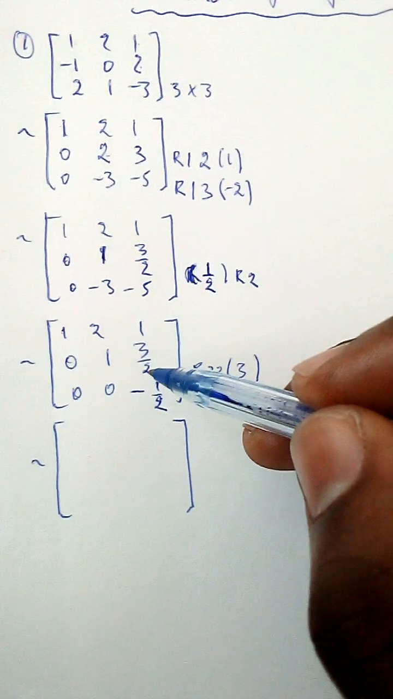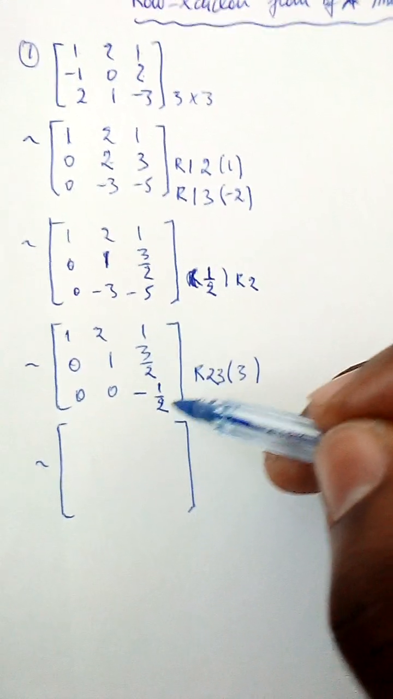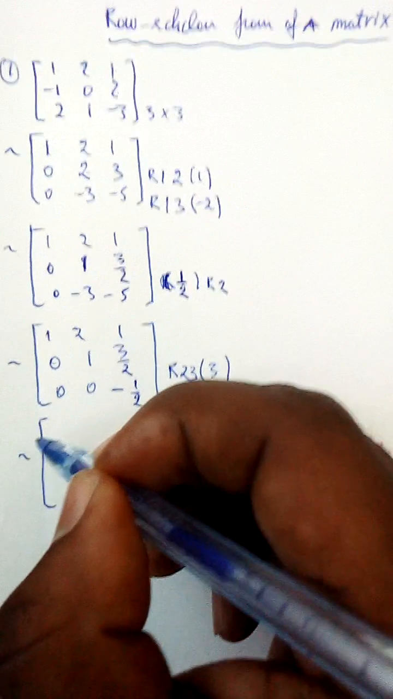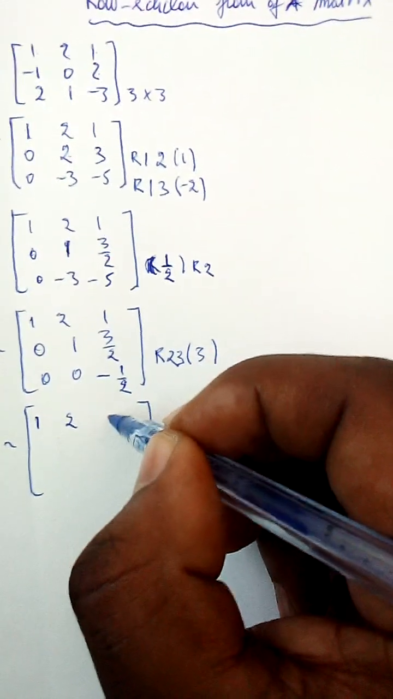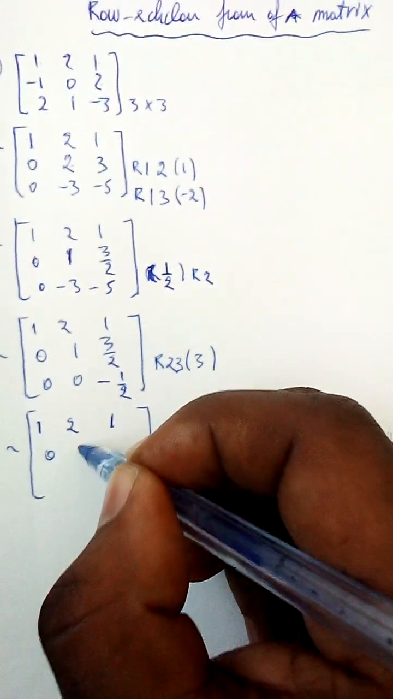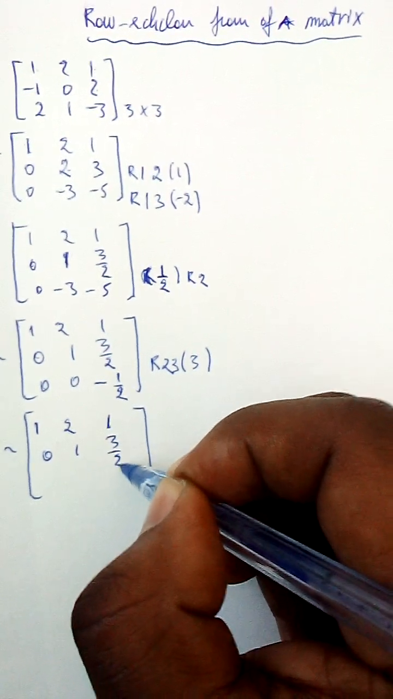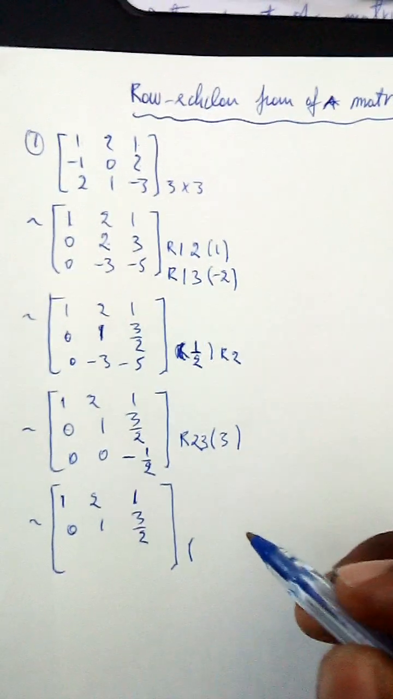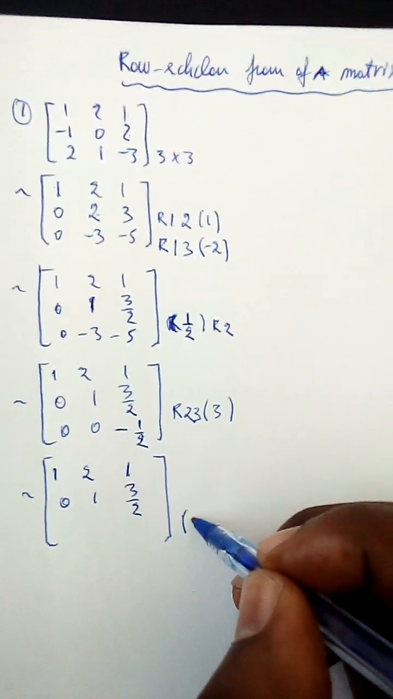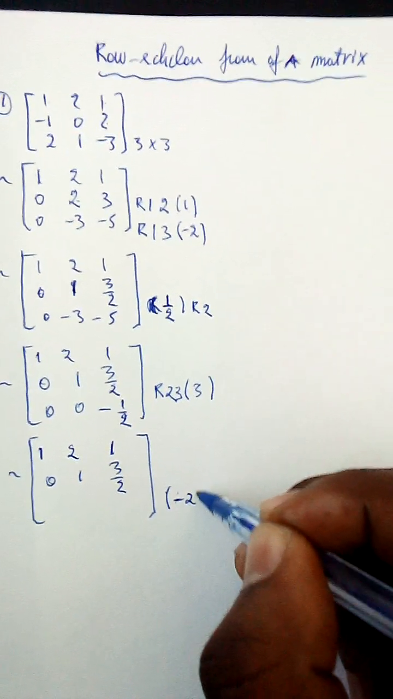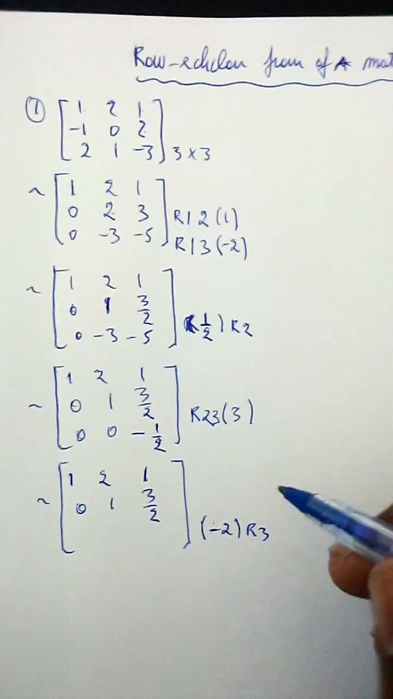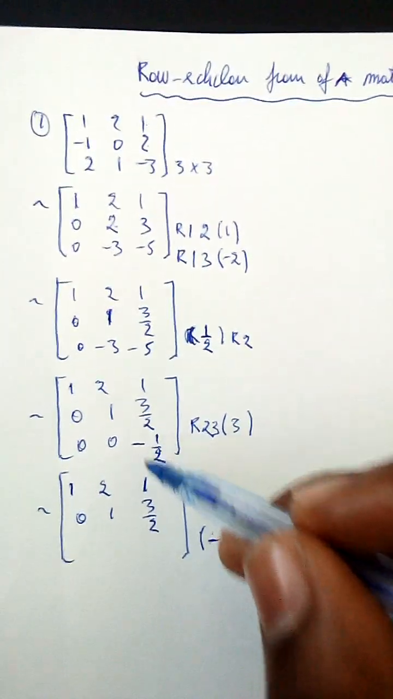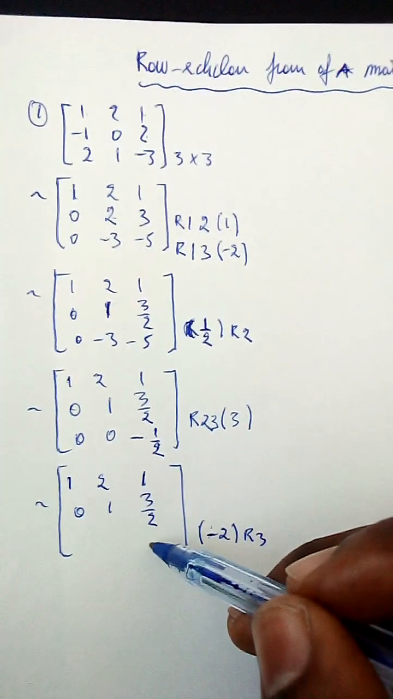So we need to get a leading one here in order to respect the form of Row Echelon form. So what you need is minus 2 in order to get a leading 1 here in the third row.